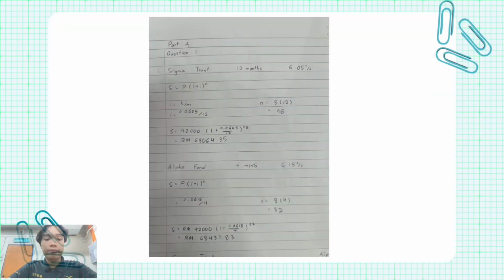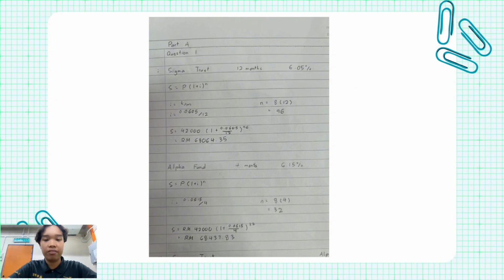On this slide, I will explain the future value for Sigma Trust and Alpha Fund in a simple way. First, for Sigma Trust, the investment is 42,000 ringgit with an annual interest rate of 6.05%. The interest is compounded every month for 12 months. Using the compound interest formula, I calculate the future value. After the calculation, the amount becomes 68,064 ringgit and 35 cents.